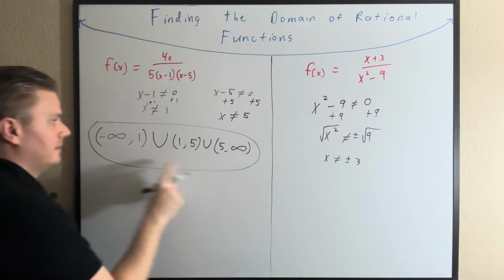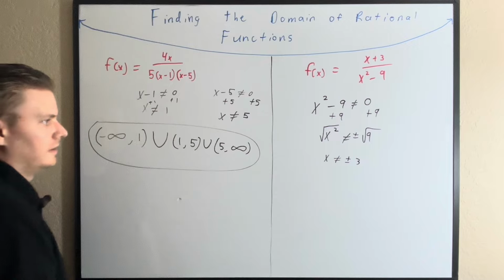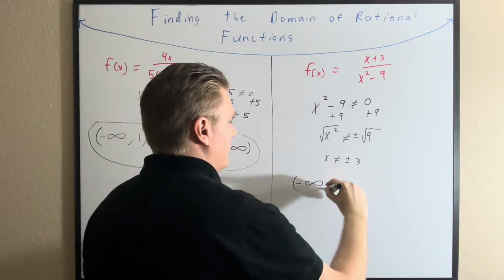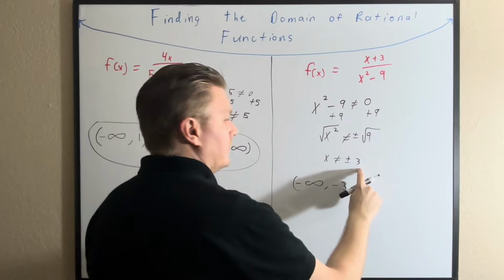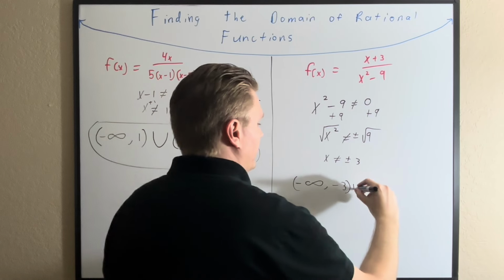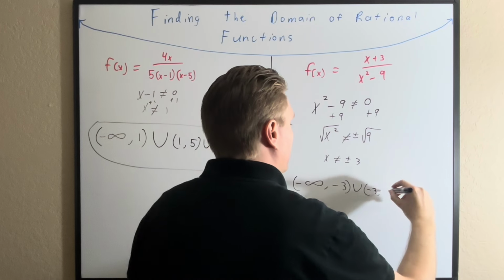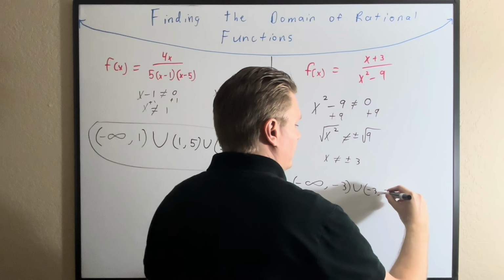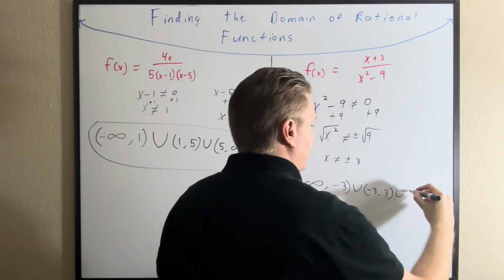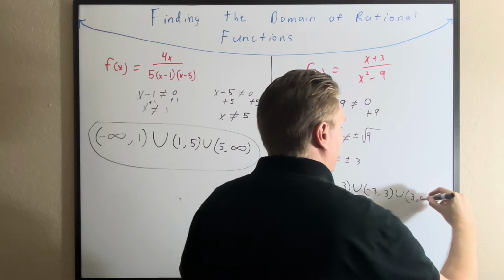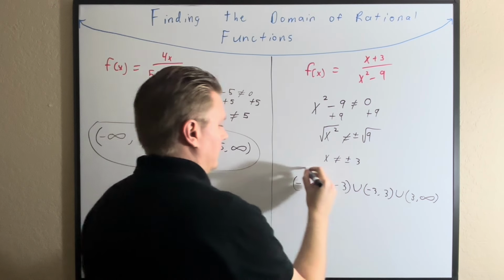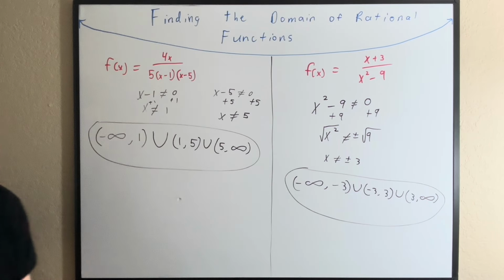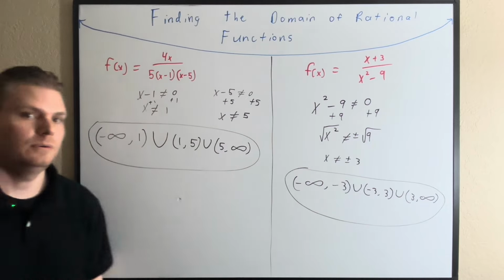How do we write that in our interval notation? Well, we go from negative infinity all the way up to negative 3, right? That's the lower number. And we skip over negative 3. And from negative 3 on to positive 3. And then we skip over positive 3. And we go on to infinity. And those are all the numbers in the domain. Well, that was an easy one.